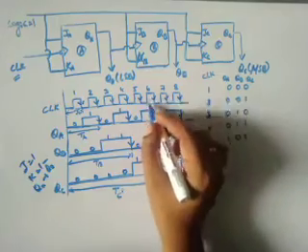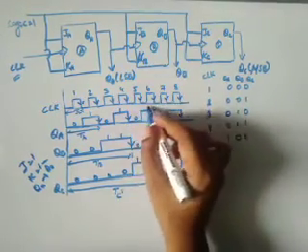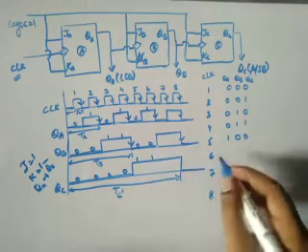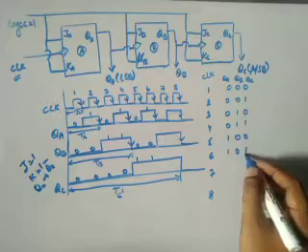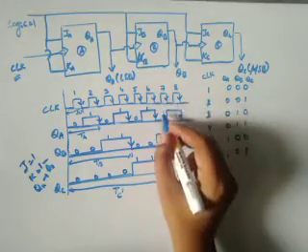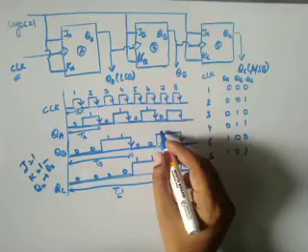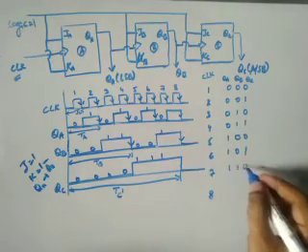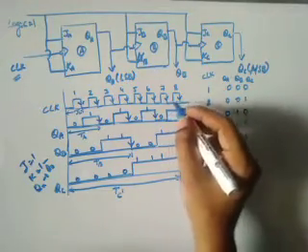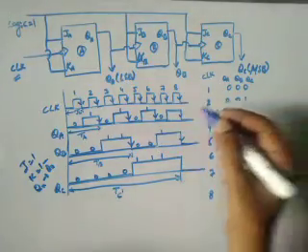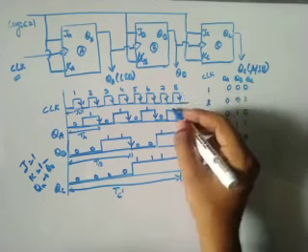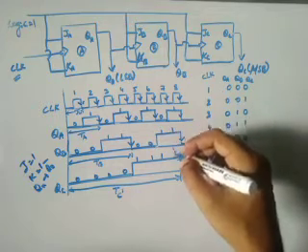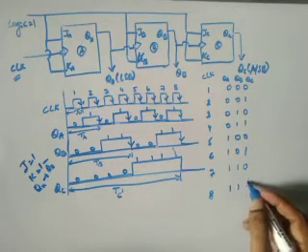Next, for the sixth clock pulse, the value of QA is 1, the value of QB is 0, the value of QC is 1. Therefore 1 0 1. Next, for the seventh clock pulse, the value of QA is 0, the value of QB is 1, the value of QC is 1. Therefore 1 1 0. Next, this is the last pulse, so this is 1 1 and 1. So the value is 1 1 1.